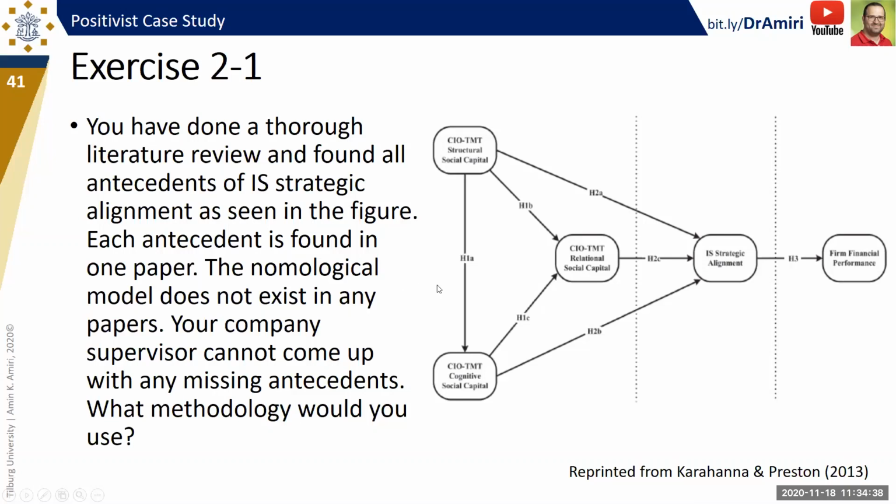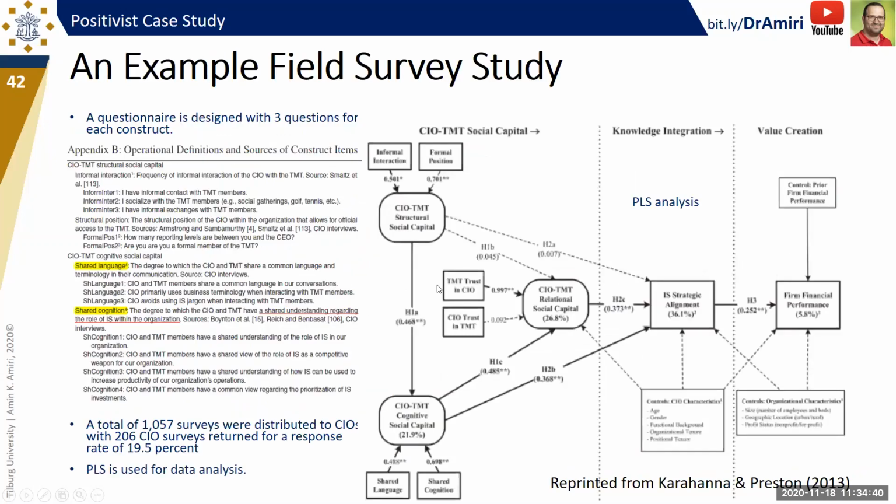And by field survey, I mean something like this. That's what you need to do. You need to design a questionnaire with 3 questions for each construct. You see, for example, shared language is a dimension of this construct, and there are 3 questions for that. Shared cognition, there are 4 questions for that. For structural social capital, we have 3 questions for information reaction, and here we have 2 questions for structural positioning. Try to have 3 questions. That's very important.